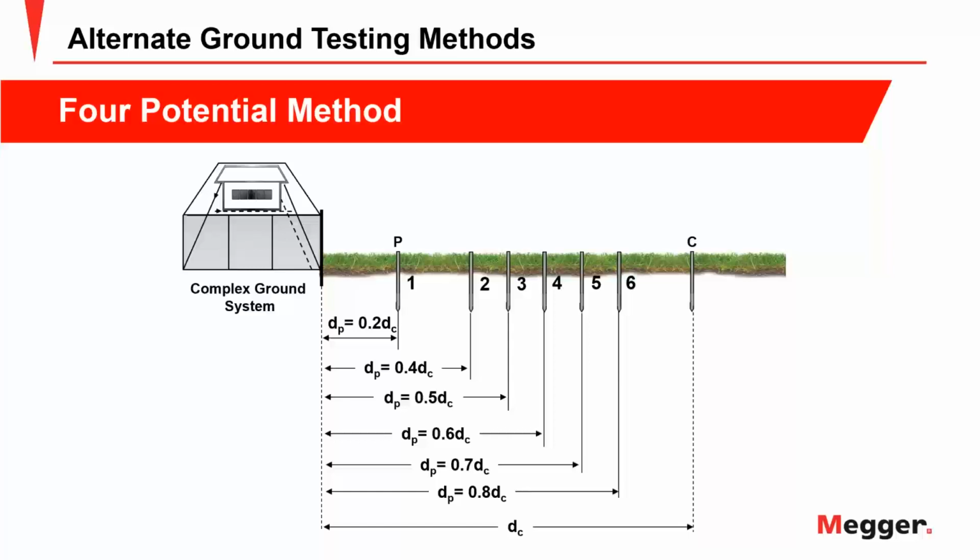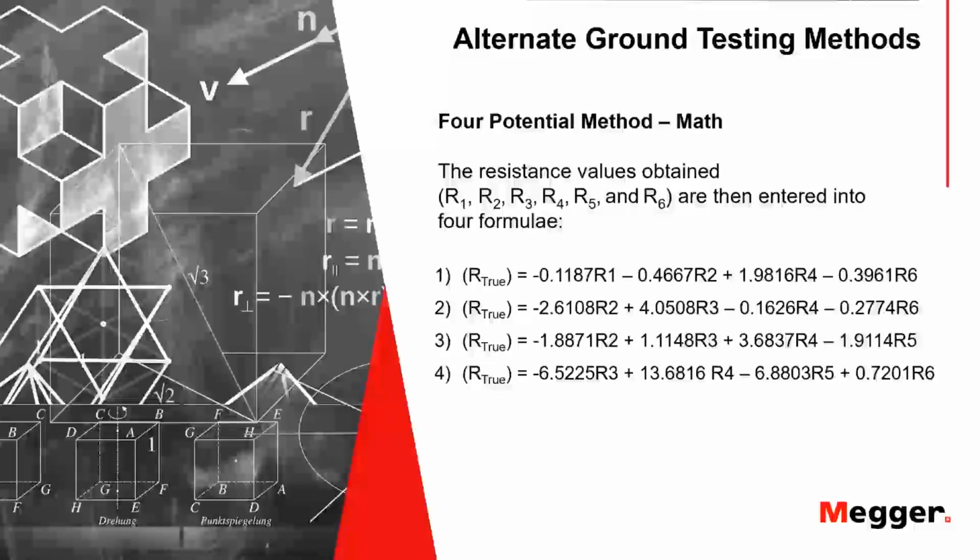So you're just walking your potential probe out and taking measurements at those, what is that? 1, 2, 3, 4, 5, what did I say, 6 critical positions. Next. And here we are with the math. All you're doing is plugging those measurements into these formulae and making out a calculation which you want to agree with each other. And next.